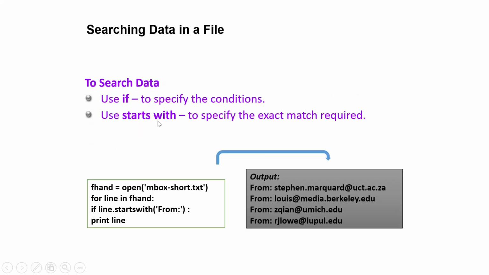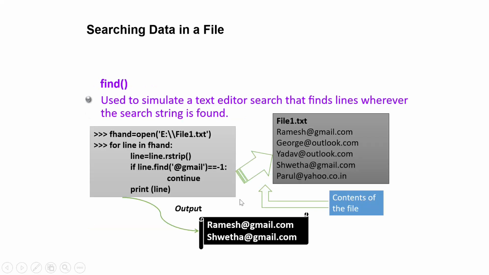To search data, if you want to search the data, right, you specify a condition to extract, match and find the required data. This example is just going to search the data. If you want to find something, in that case you're going to use the find method. It is used to simulate a text editor search: it searches the file lines and checks whether the search string is found. So in that case, you're going to use this.